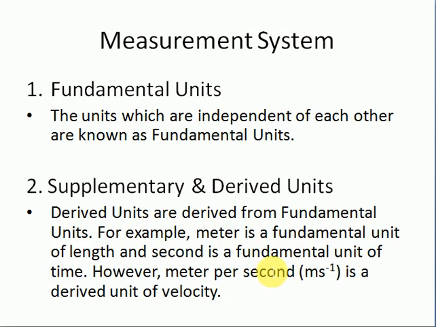Okay, and the fundamental unit of current is what? Ampere. So ampere means charge per second. Okay, current is equal to charge per second. So coulomb per second is the derived unit of current. Okay, so there are various types of units: fundamental units, and supplementary and derived units.